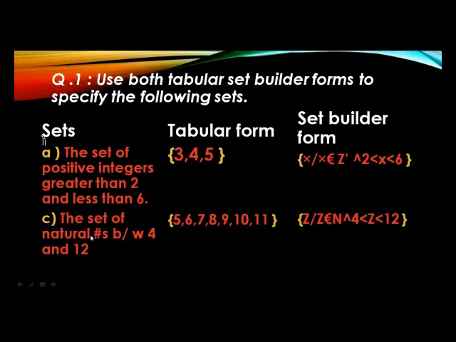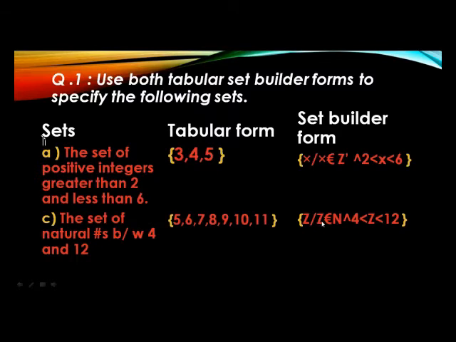Now see the set of natural numbers between 4 and 12. Natural numbers means those which start from 1. So we have understanding. Now according to the limit between 4 and 12, greater than 4 is 5, 6, 7, 8, 9, 10, 11, and 11 is the last number because we are noting the numbers between 4 and 12. So they are 5, 6, 7, 8, 9, 10, and 11.